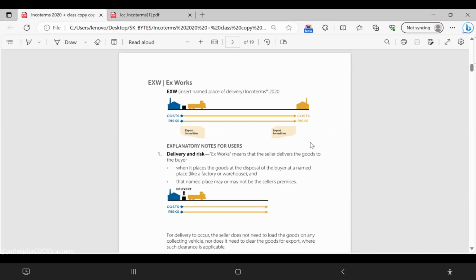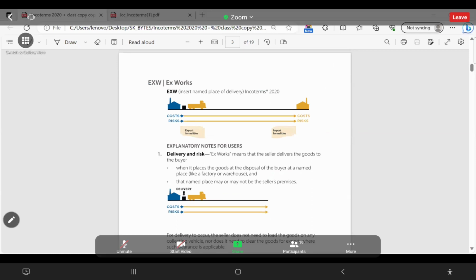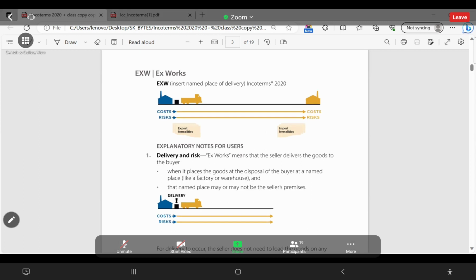Let me know if you see the Ex Works slide. It's visible, right? Yes. Okay. So basically, there are 5 points I said you should remember for each Incoterm.